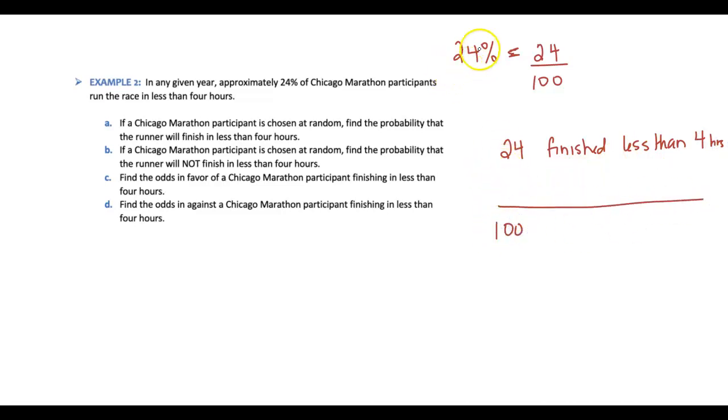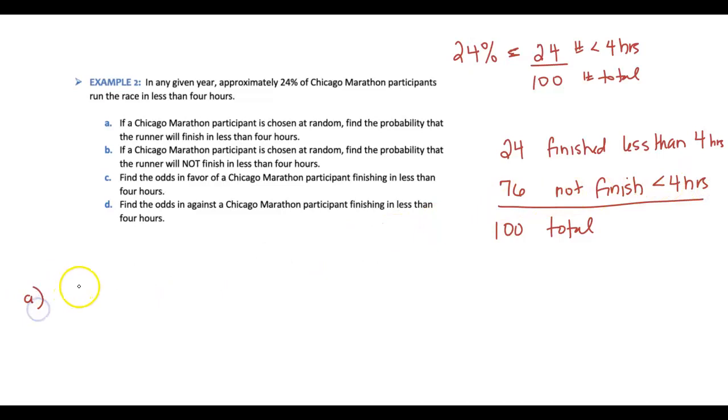When you write a percentage, or if you write a fraction, 24 out of 100, we're looking at the number less than 4 hours, and we're looking at the number total. And so in here, we could take 100 and take away the 24 that we know finished less than 4 hours, and would end up with 76 that did not finish in less than 4 hours. And now we can calculate our probabilities and our odds.